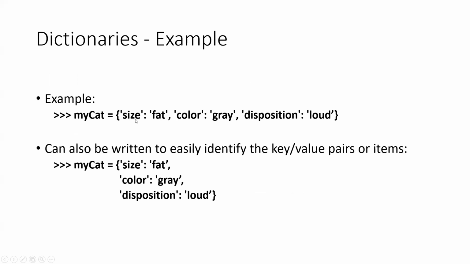So we have keys of size, color, and disposition. We have values of fat, gray, and loud. We have items of size fat, color gray, and disposition loud. You can also write those out in this fashion so that it's easy to identify what those key pairs are. In this one, it's not so bad, but if you have a run-on list, it's much easier to do it in this fashion.